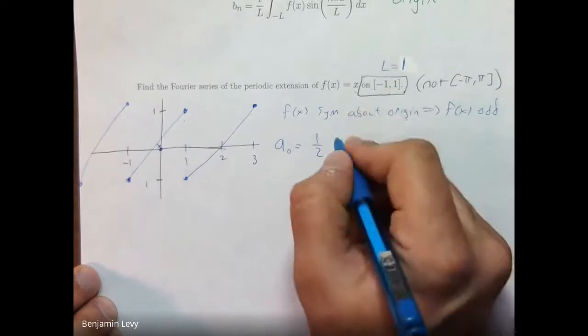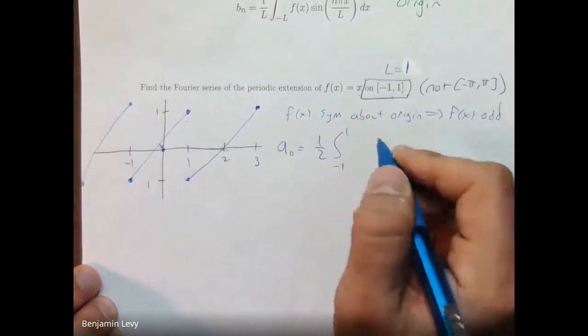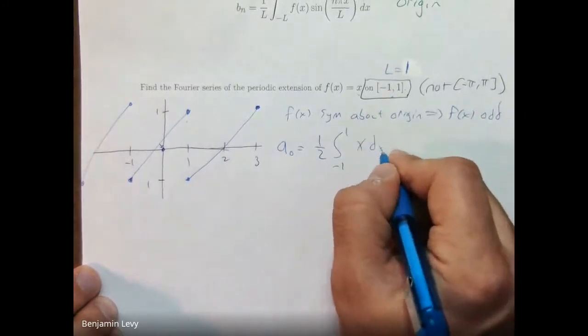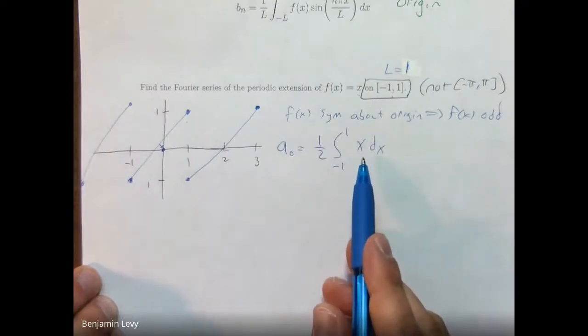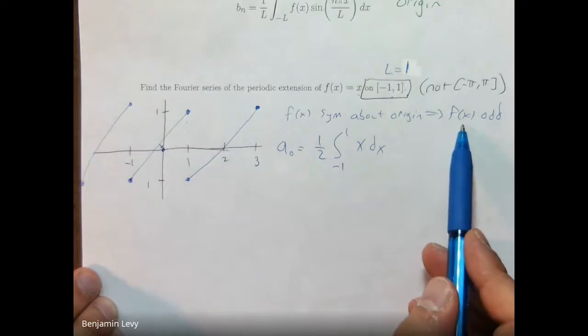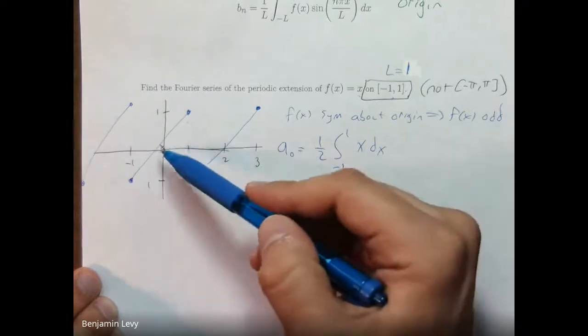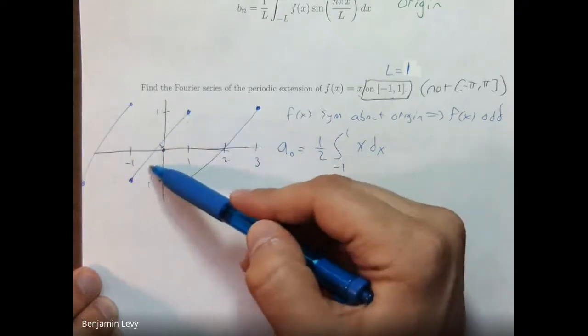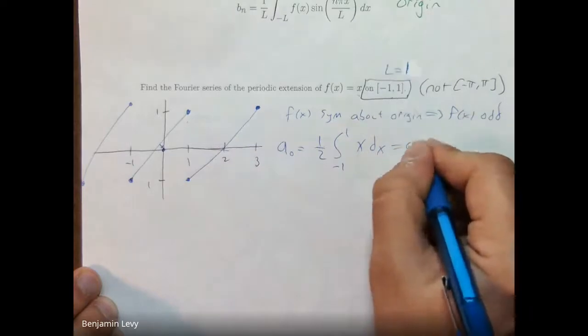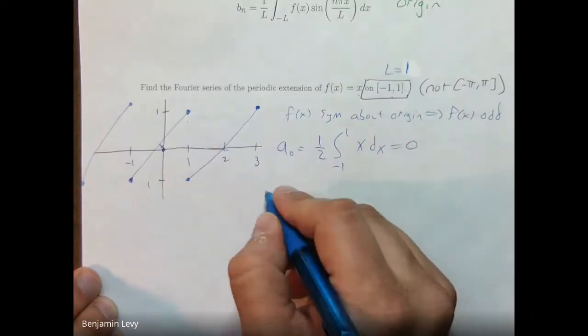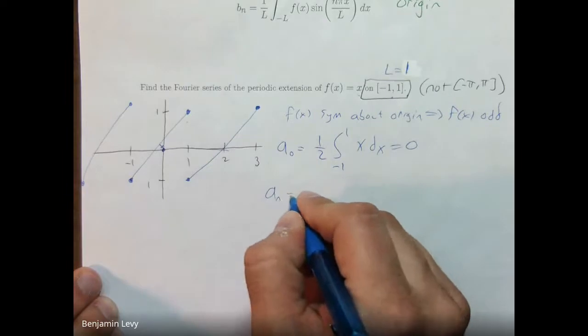Anyway, so you integrate over the interval -1 to 1 of x dx. That's a really easy integral to do, but you don't have to actually do anything because we know it's odd, and so we know it's going to be 0, right? The area under the curve here balances with the area under the curve there. So that just equals 0 because it's odd, and the same thing actually ends up happening with An.